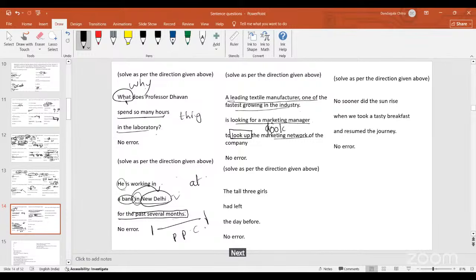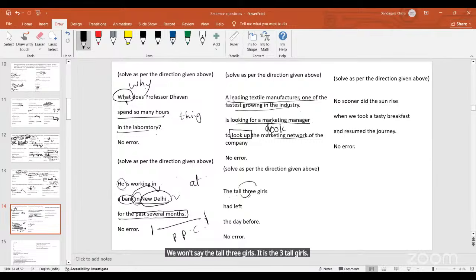Next, the tall three girls had left the day before. Where is the error? Three tall girls, sir. Yes, this three is tall. We won't say the tall three girls. It is the three tall girls.